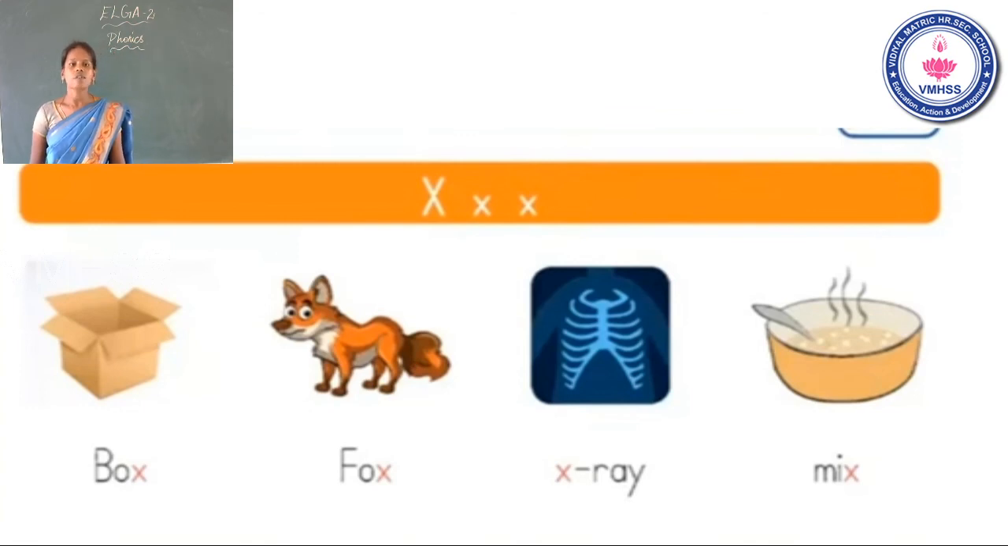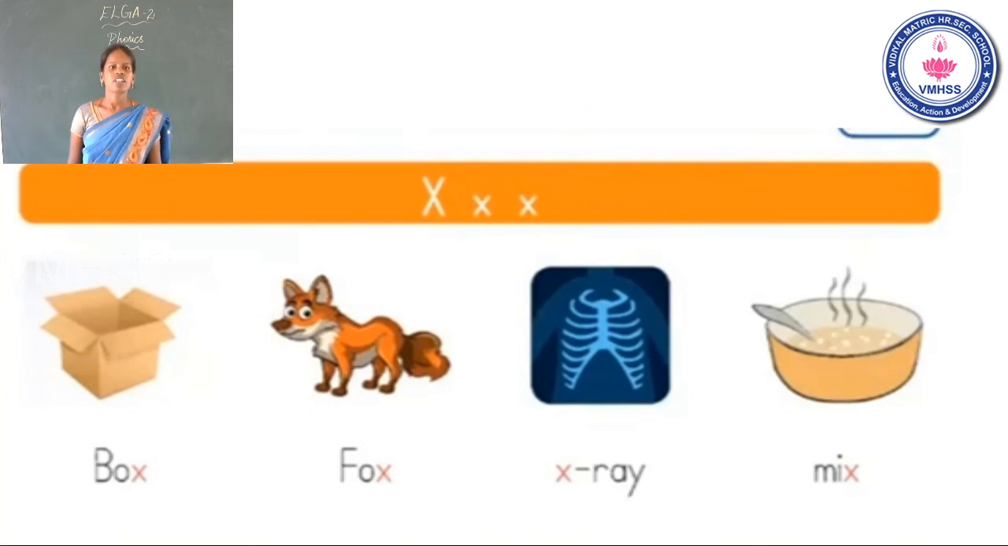The first one, box. Box. Second one, fox. Fox. Okay. Third one, X-ray. Have you seen X-ray? Okay. This is X-ray. Look at the slide, students. X-ray. Okay. X-ray. Last one, mix. Mix. Okay.